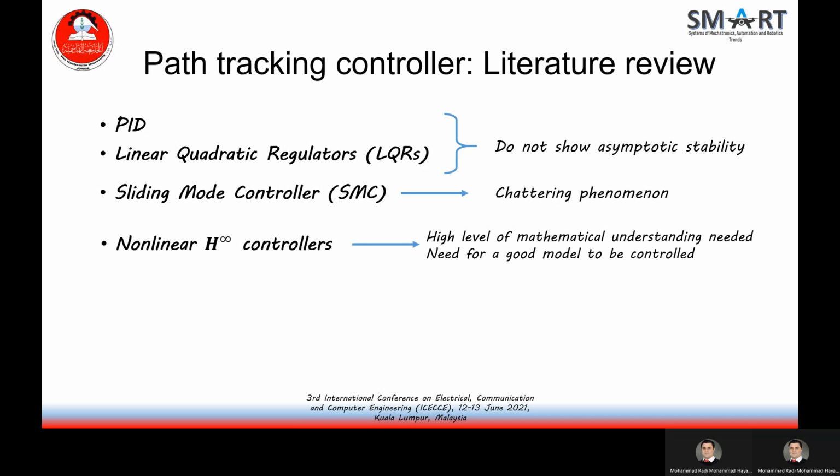Nonlinear H-infinity controllers were proposed in different approaches to deal with external disturbances and track the reference trajectory for the quadrotor and the ground robot. The disadvantages of this technique include the high level of mathematical understanding needed to apply it successfully and the need for a reasonably good model of the system to be controlled.